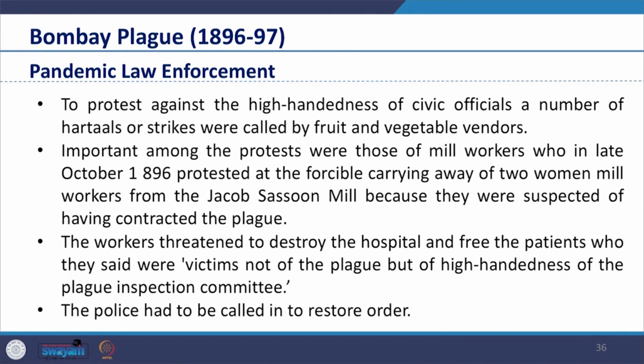There were a lot of protests. To protest against the high-handedness of civic officials, a number of hartals or strikes were called by fruit and vegetable vendors. Important among the protests were those of mill workers, who in late October 1896 protested at the forcible carrying away of two women mill workers from the Jacob Sassoon mill because they were suspected of having contracted the plague. The workers threatened to destroy the hospital and free the patients who they said were victims not of the plague but of high-handedness of the plague inspection committee. The police had to be called in to restore order.